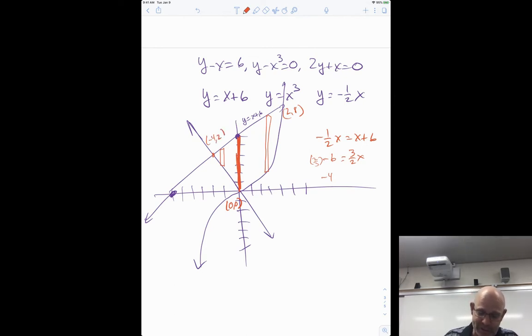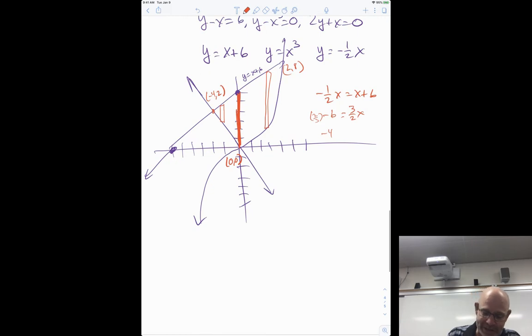It's negative 4, 2. So notice now this little area here is that first rectangle, which is the x plus 6 curve on the top, minus the other line, which is the negative 1/2 x on the bottom. And that one's going to integrate from negative 4 to 0.